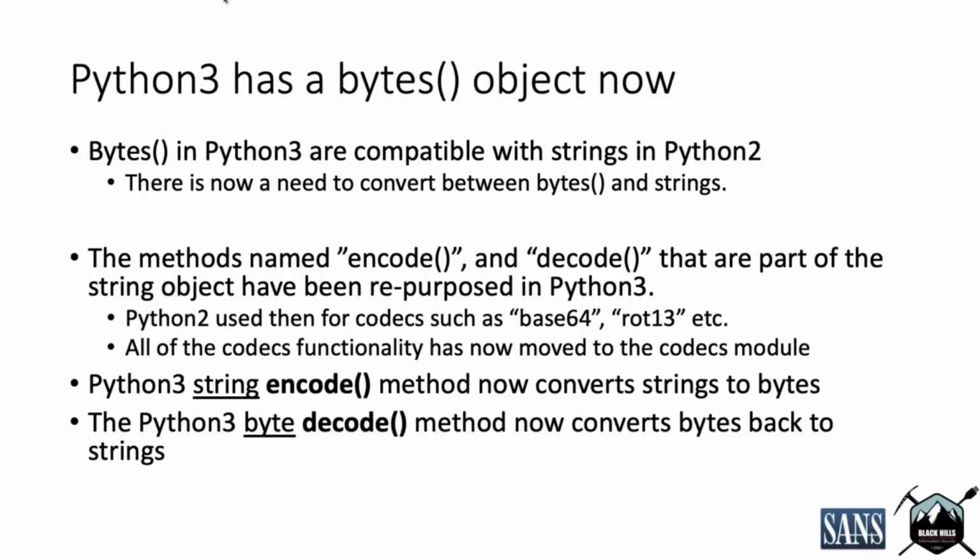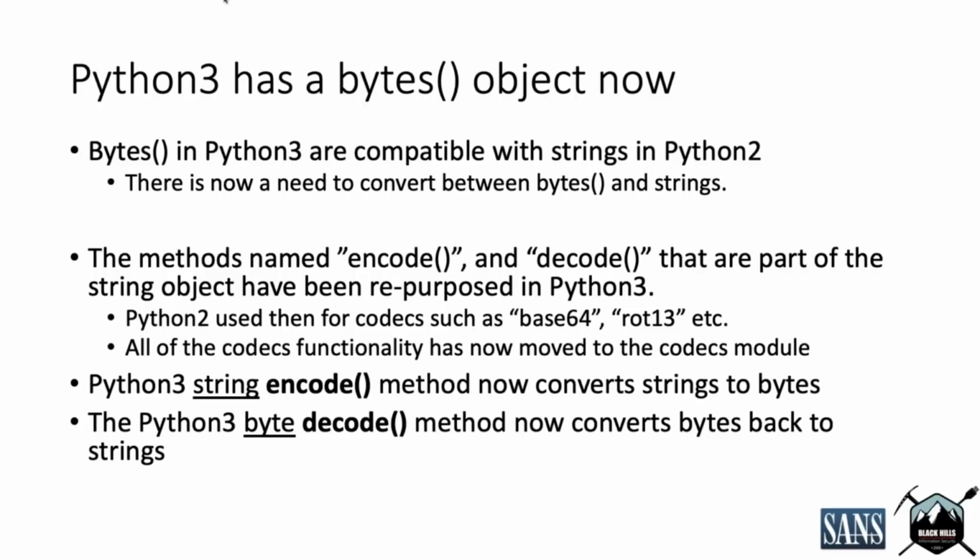So what you need to do, if you've been using the codecs from the string object in Python 2, is adopt the codecs module instead. The codecs module is available both in Python 2 and Python 3. We can import that codecs module and then use codecs.encode and codecs.decode for various codecs such as base64, ROT13, zip, and so forth, right? So we do have a way to get around that, okay?